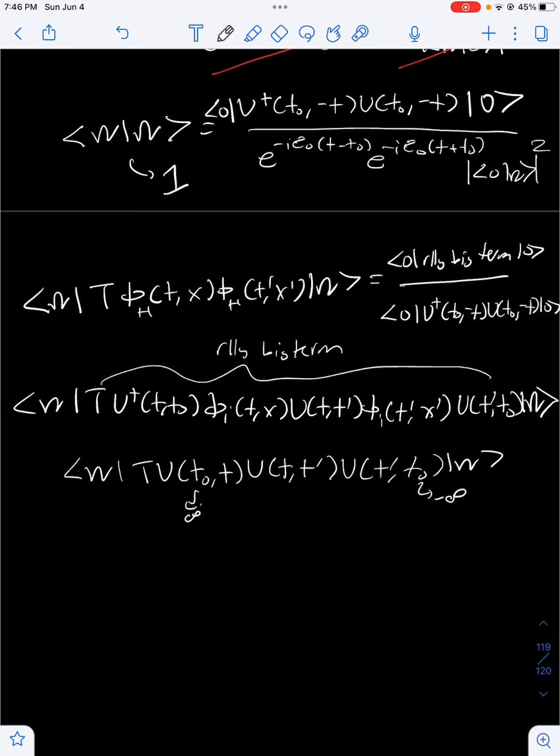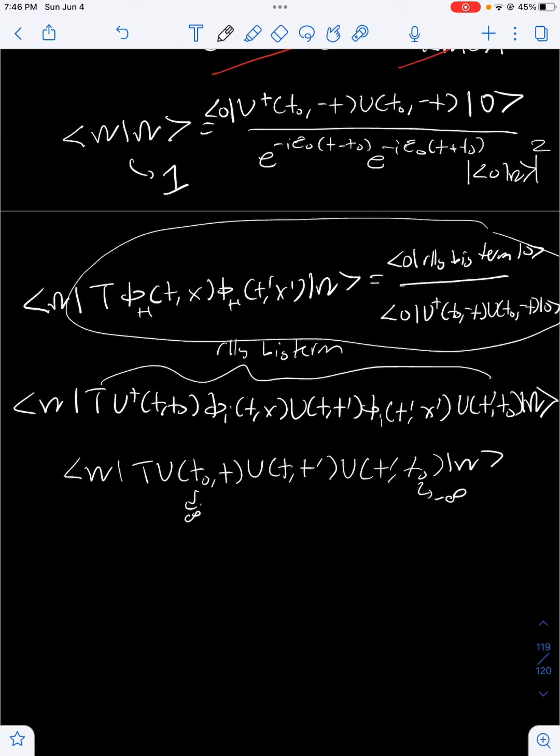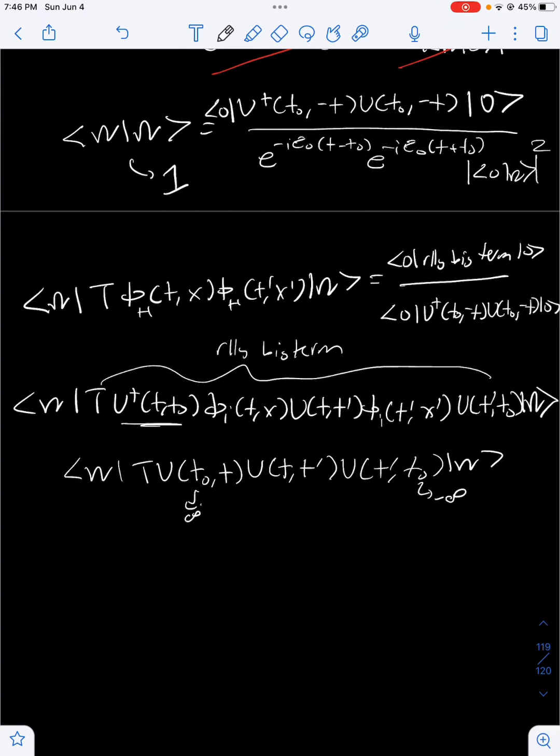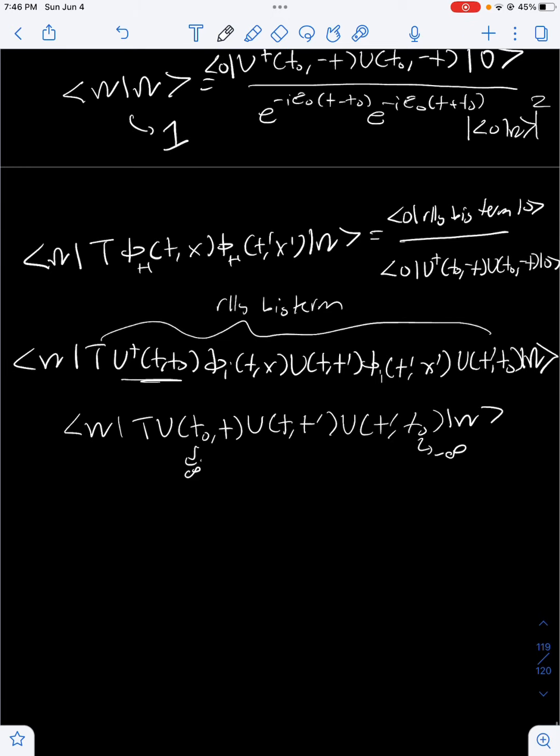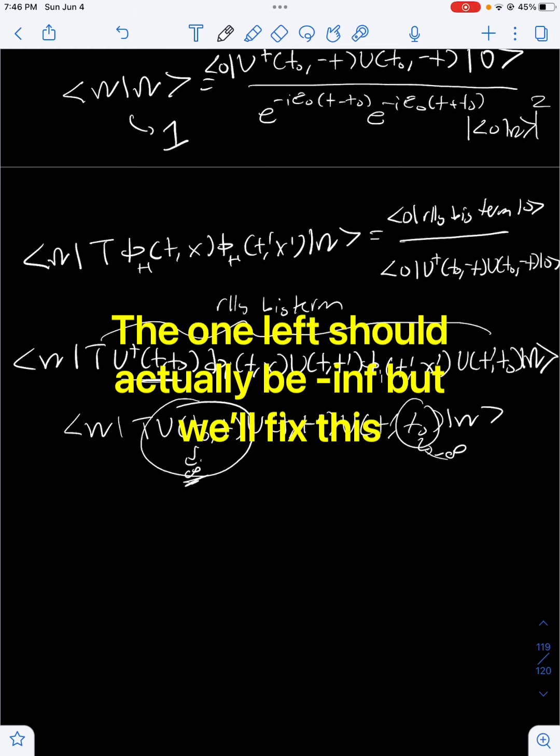All right, so we have this relation right over here. We can use the property where u conjugate of t naught is just u of t naught t. So conjugating the unitary operator just flips the inputs, okay? And then what we can do is we can choose t naught to be infinity, this t naught to be infinity, then this t naught to be minus infinity.